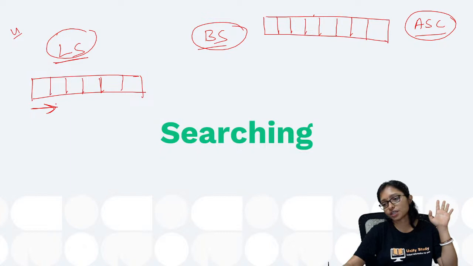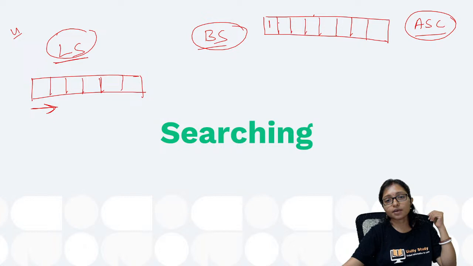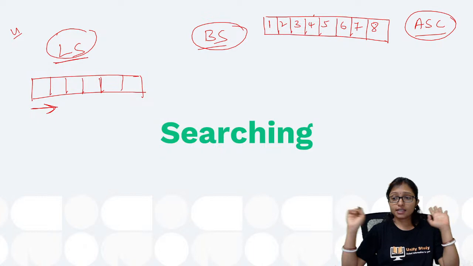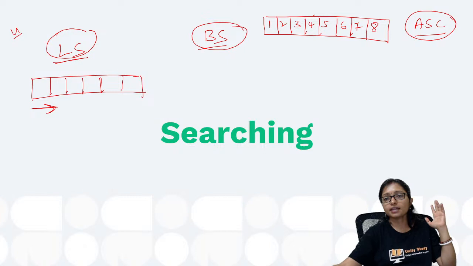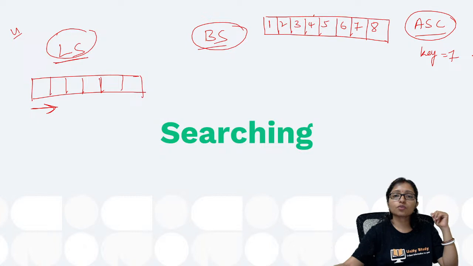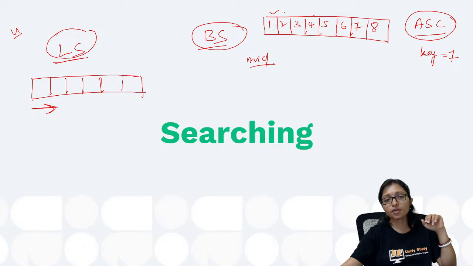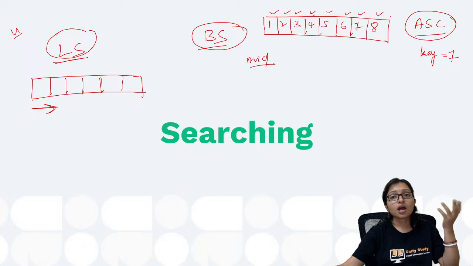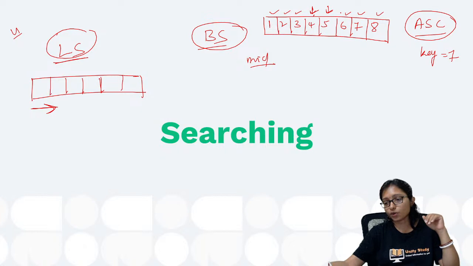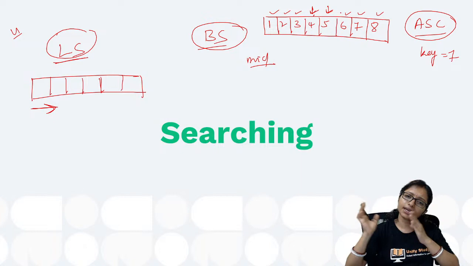For binary search, suppose we have this content: 1, 2, 3, 4, 5, 6, 7, 8. It is in sorted order. Maybe I need to search 7. My key is 7. So first of all we take the mid. How many elements are there? 8 elements are there. The mid value, either I can take 4 or 5, because it is an even number. So I am taking 4 as mid.